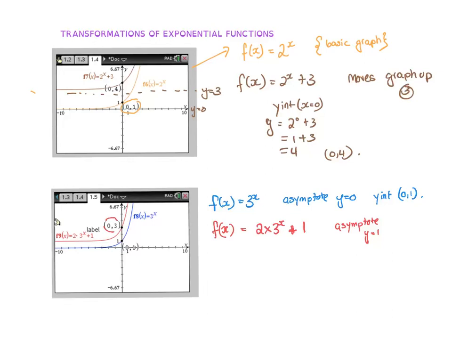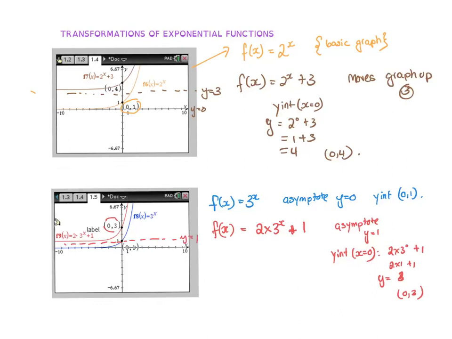If we look at the y-intercept, that would be when x equals 0. So we would get 2 times 3 to the power of 0 plus 1. So we get 2 times 1 plus 1, which is 3. So y equals 3, and the intercept is (0, 3) for this one. So that's how that number has come about. And you're asymptoting on y equals 1.